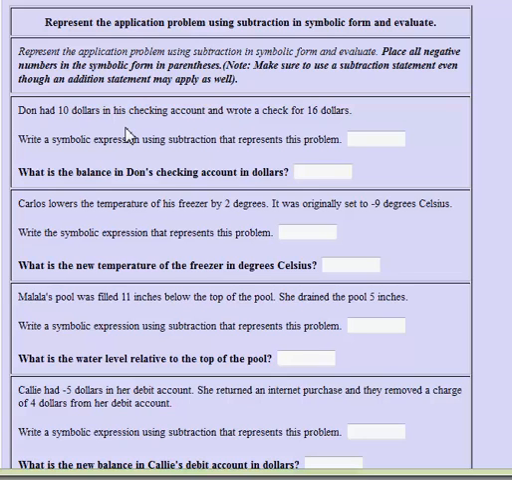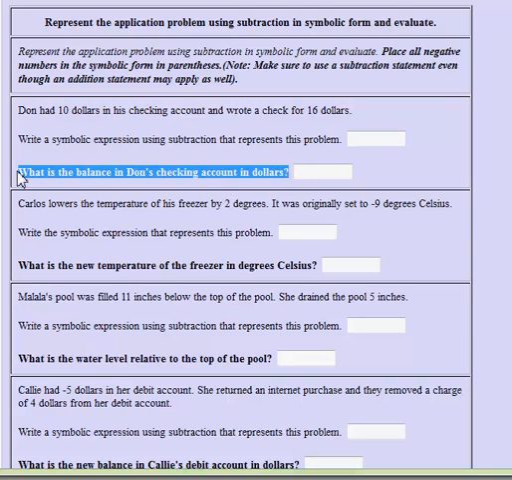In this problem, we're given several application problems, and we are to represent each of these application problems using subtraction, and we will write our answer in symbolic form in the first answer box, and then in the second answer box, we will evaluate our symbolic expression that we typed here to answer the question given.